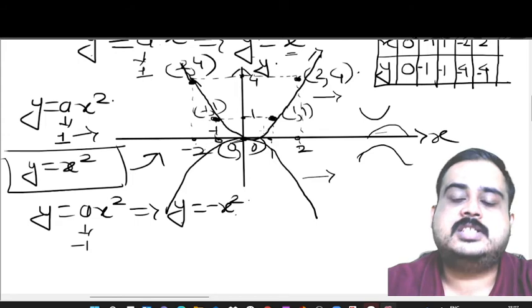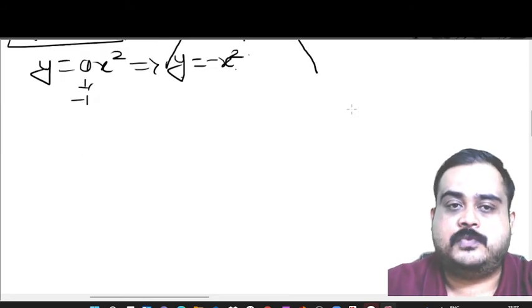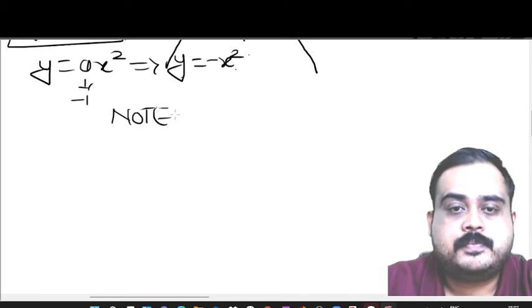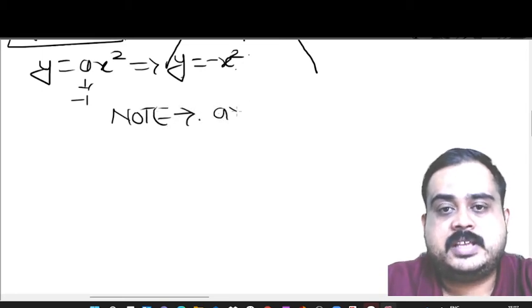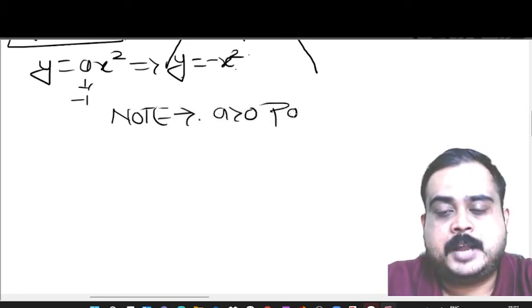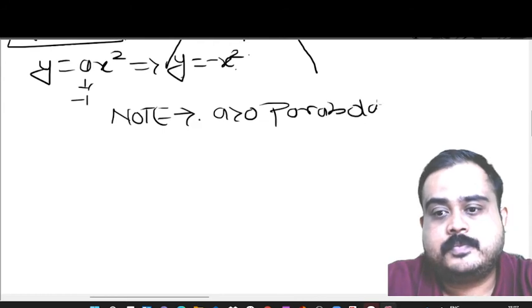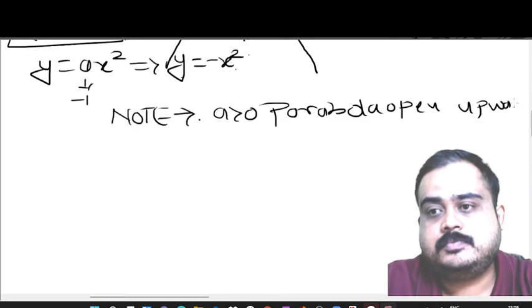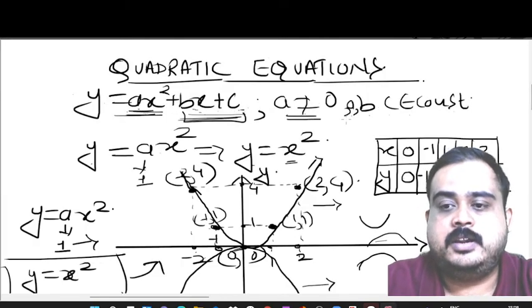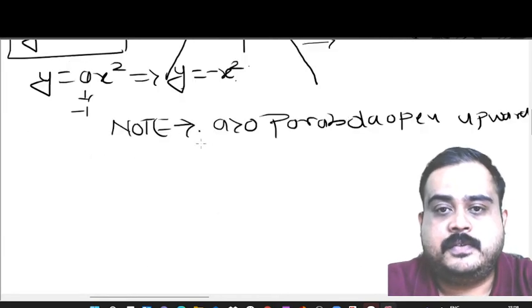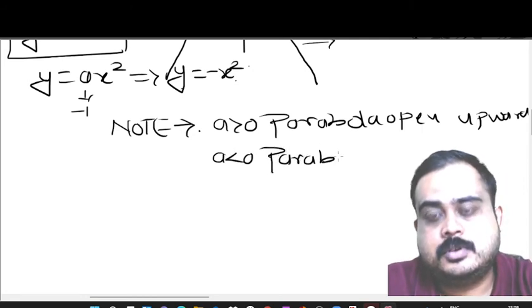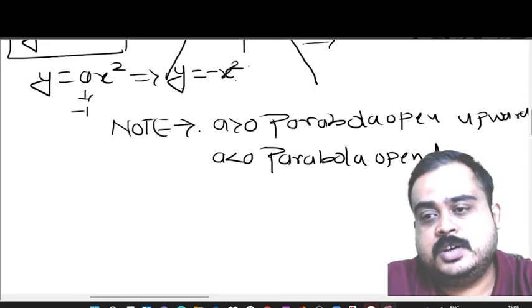Okay, and when this vessel is kept like this, we'll say that this is opening downwards. Fine. So this is what we have learned so far. So what we have learned, just make a note of it, that when a is greater than 0, the parabola opens upwards, and when a is less than 0, the parabola opens downwards.